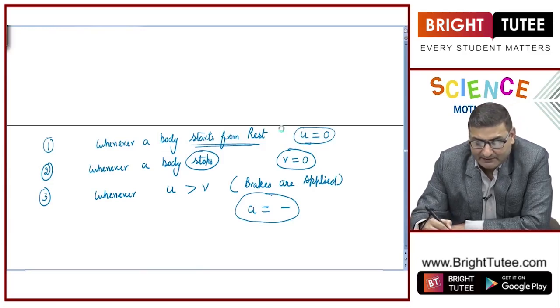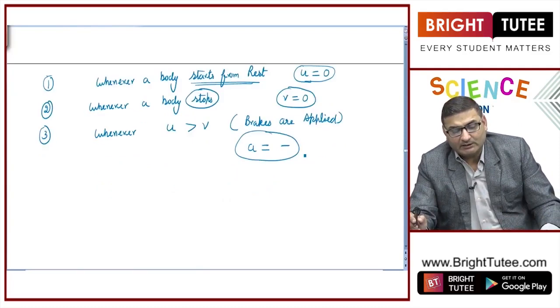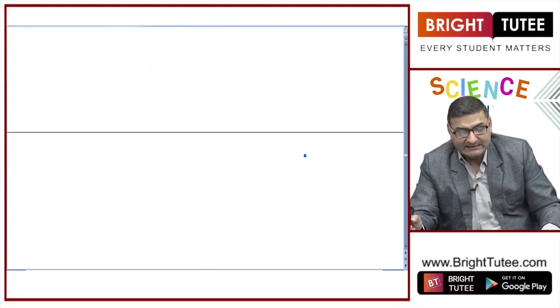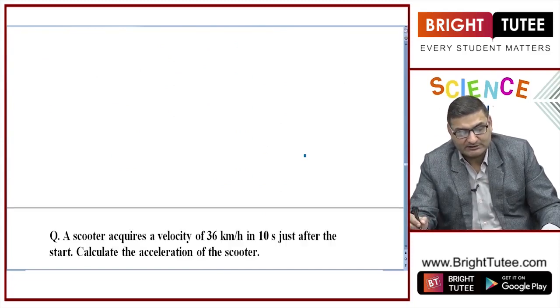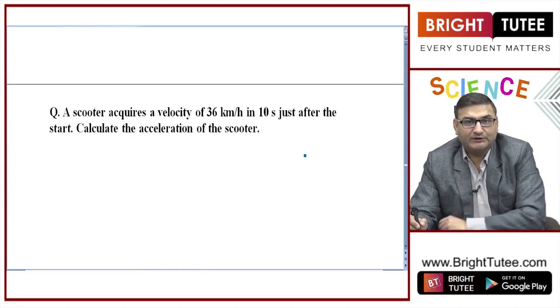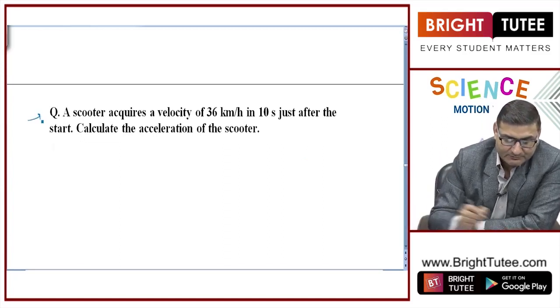Fine. Keeping in view these three things, we will be able to attempt the numericals. Let us see what different kinds of numericals we will be facing, and we will attempt those numericals. These three things, along with equations of motion and of course the units, we need to remember while solving our numericals. This I have told you earlier also. Let us see the first question.